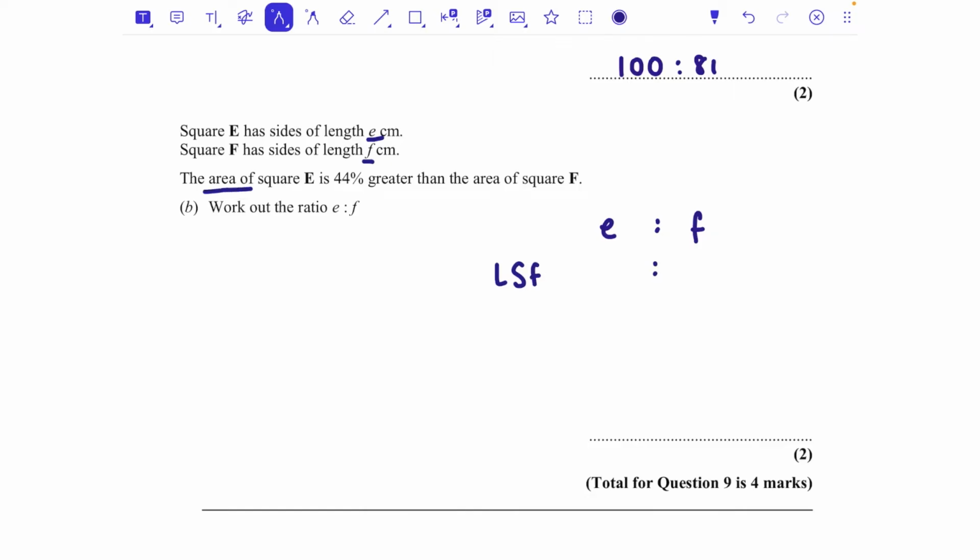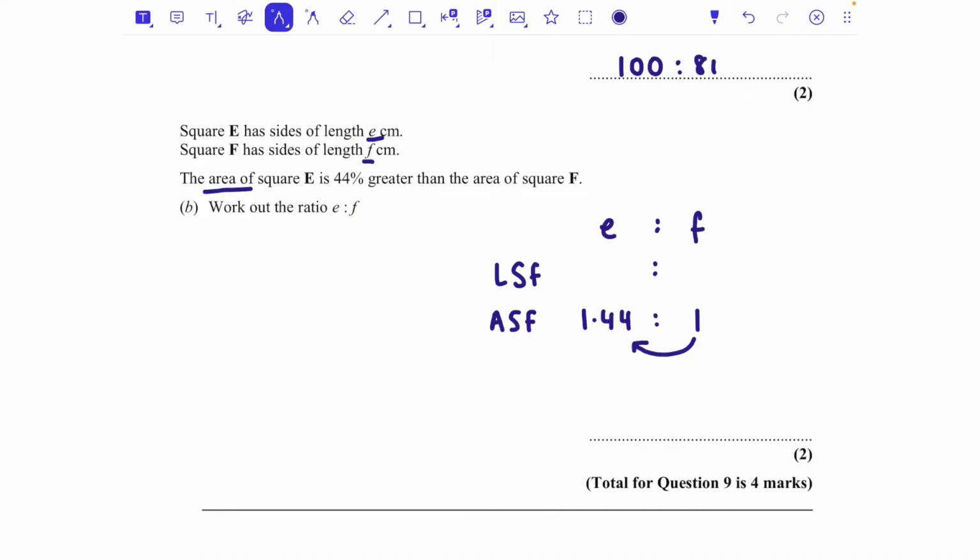Now we know the area, so let's go to our area scale factor, of E is 44% greater. So I'm going to do 1.44 to 1. If I wanted to go from F to E for area, I'm going to times by 1.44.